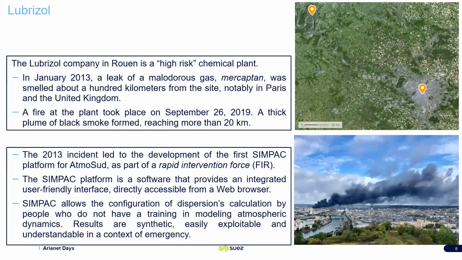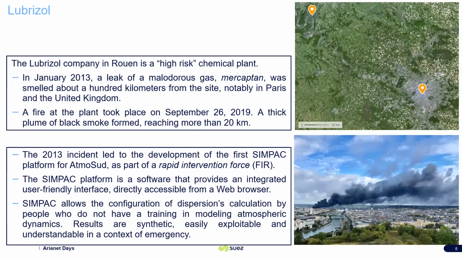So now we will talk about SIMPAC more precisely, and actually for some reason, the destiny of SIMPAC is highly related to Lubrizol, which is a high-risk chemical plant in Rouen.